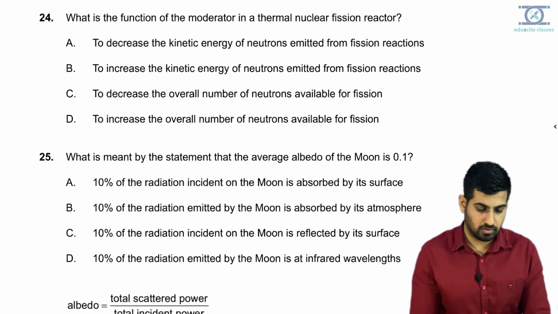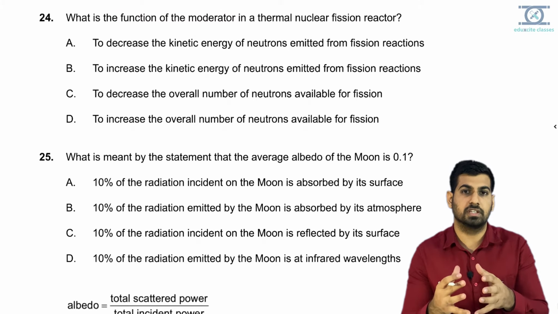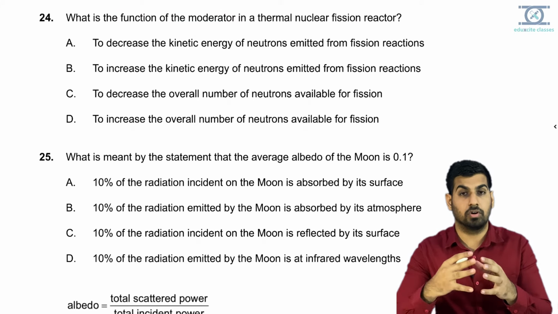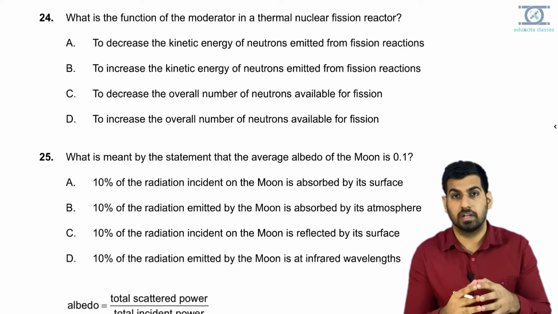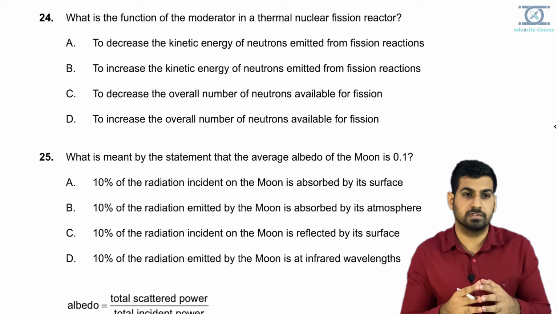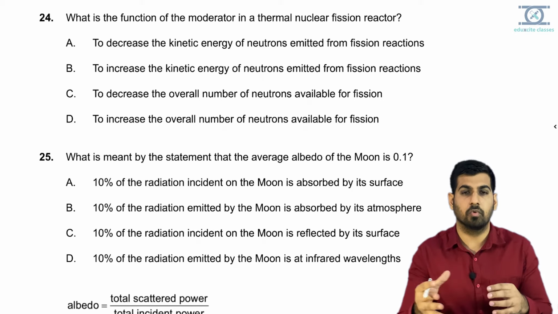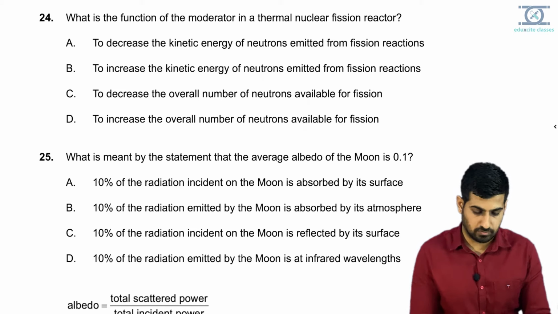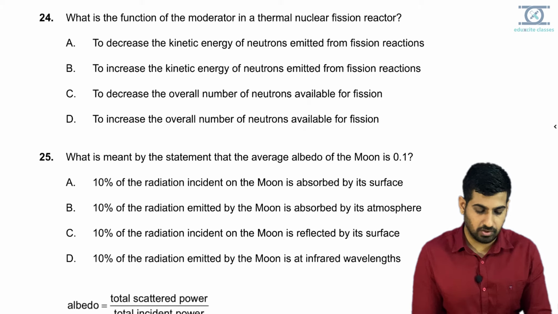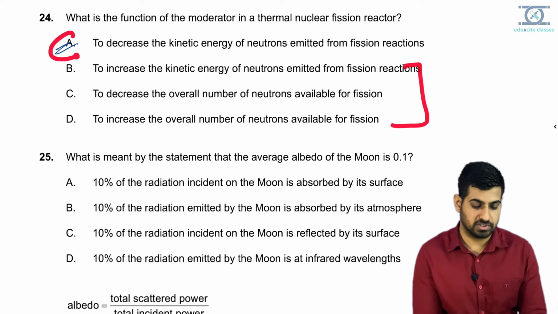Question number 24. The function of the moderator in a thermal nuclear fission reactor. When we deal with nuclear fission, we know that the neutron ejected in the fission has a very high amount of kinetic energy. So we add a moderator, generally heavy water or cold water, or ammonia, in order to slow down the speed of the ejected neutron. So the moderator decreases the kinetic energy of the neutron emitted from the fission reaction. All other options are incorrect, only option A is correct.